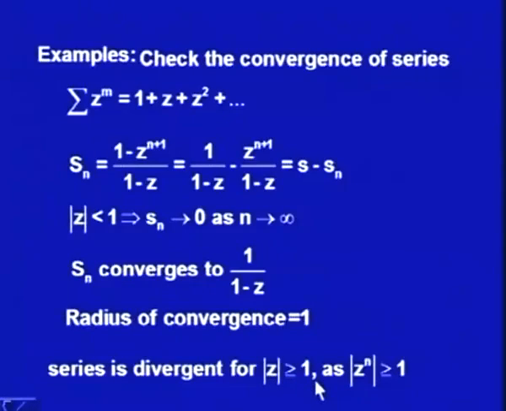In this case, the radius of convergence is 1, and this series is divergent for |z| greater than or equal to 1, as z raised to power n will become larger and larger as n increases. So this series is divergent for |z| greater than or equal to 1.